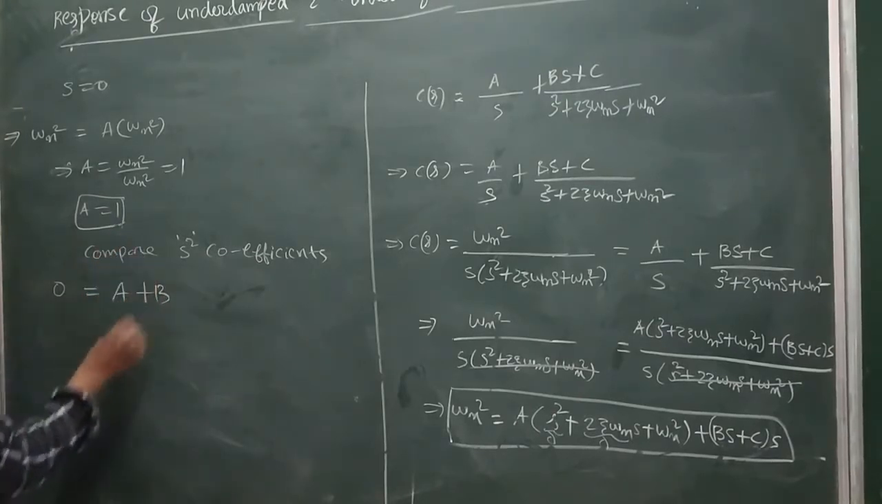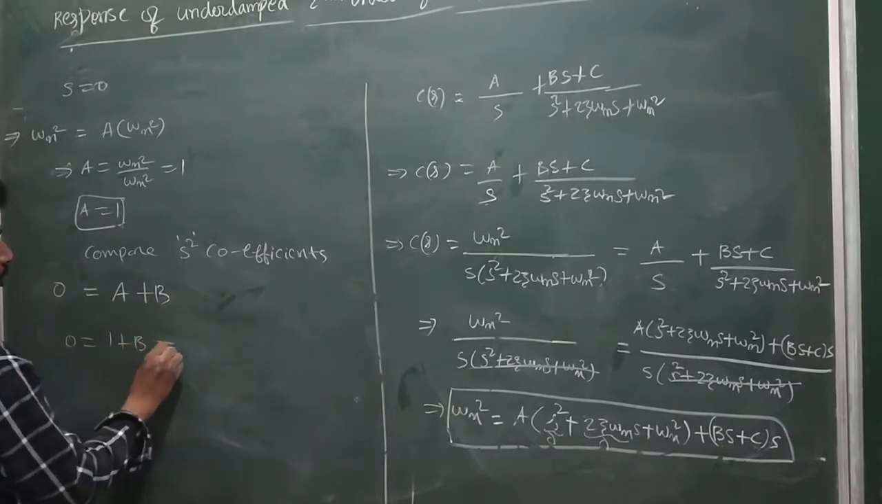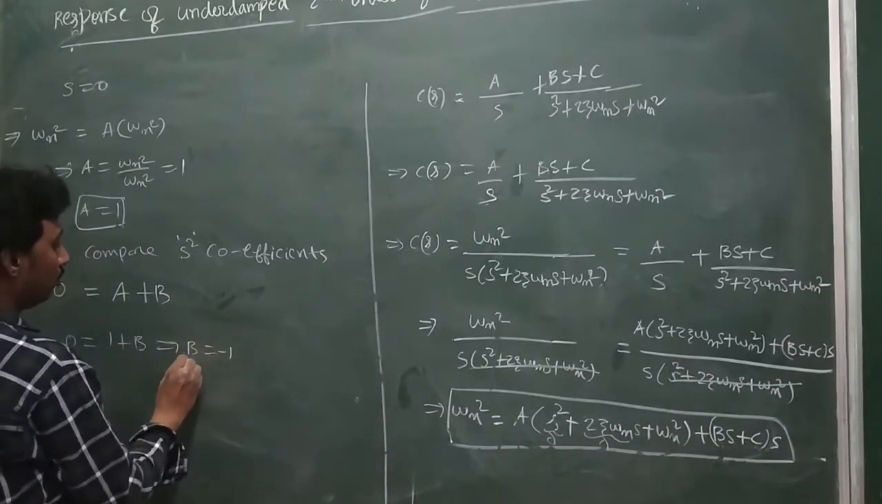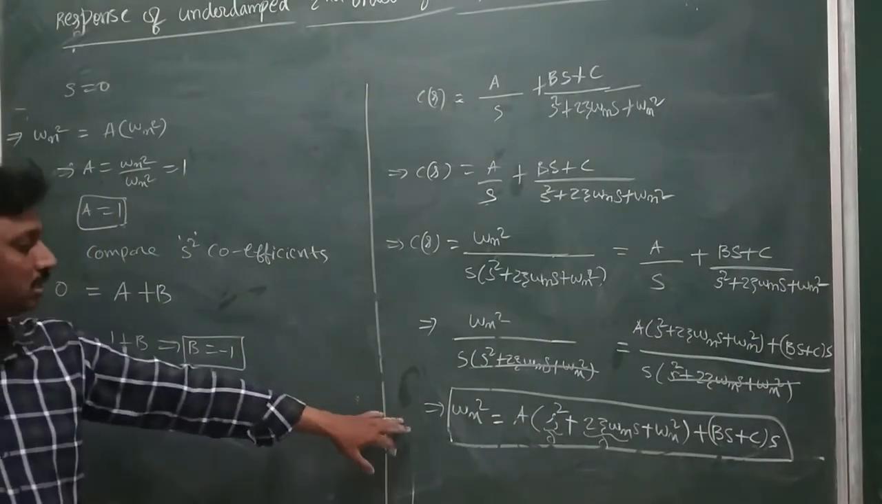You already know a value. If you substitute a value in this equation, 1 plus b, so b is equal to minus 1. So next we have to find the c value.